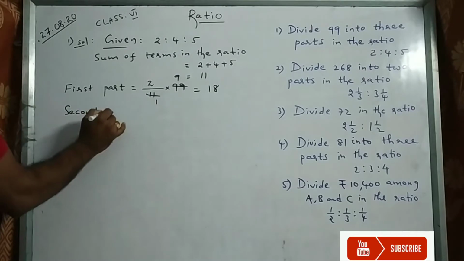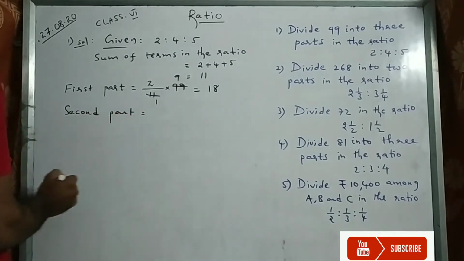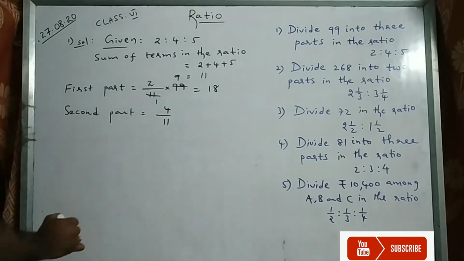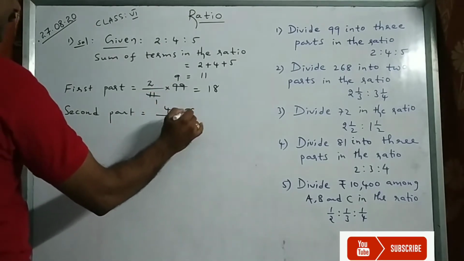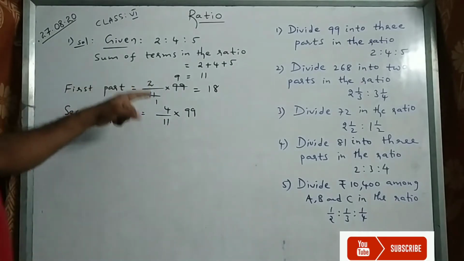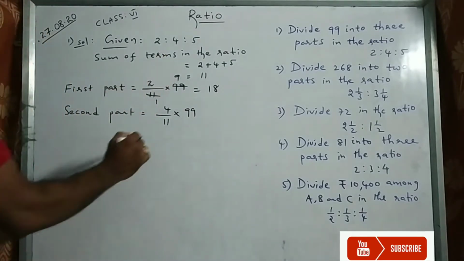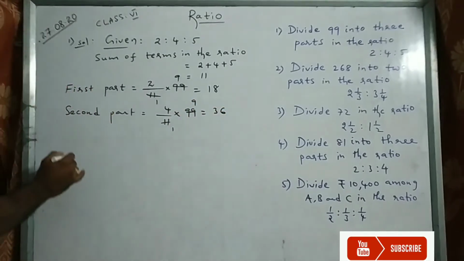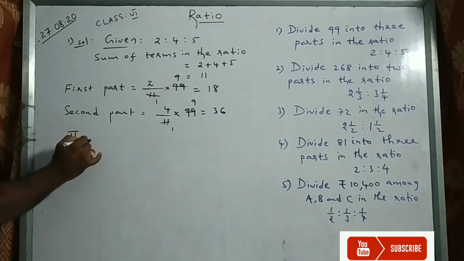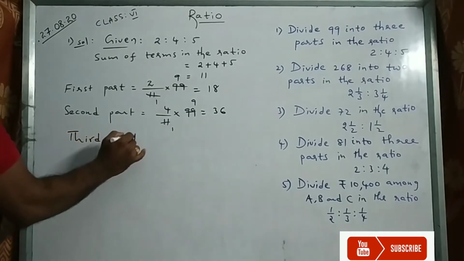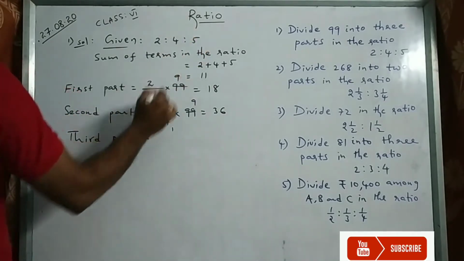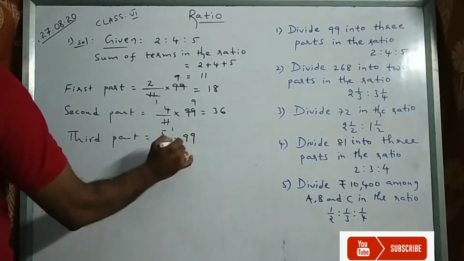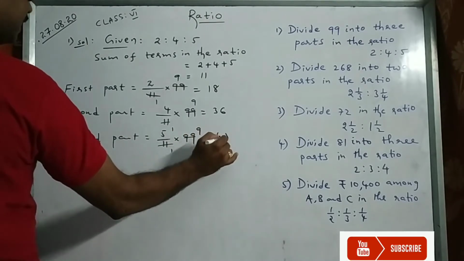Next one, second part. What is the second term in the ratio? 4 upon total parts 11 into 99. That will not change. Only the first number will be changing here. Remember that. So 11 ones, 11 nines. So 9 fours are 36. Third part is equal to, what is the third term in the ratio? 5 by 11 into 99. So 9 fives are 45.